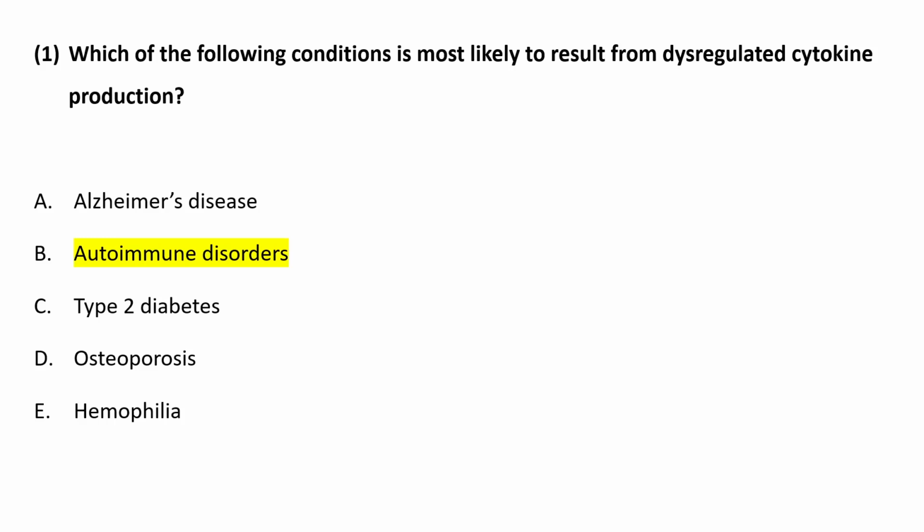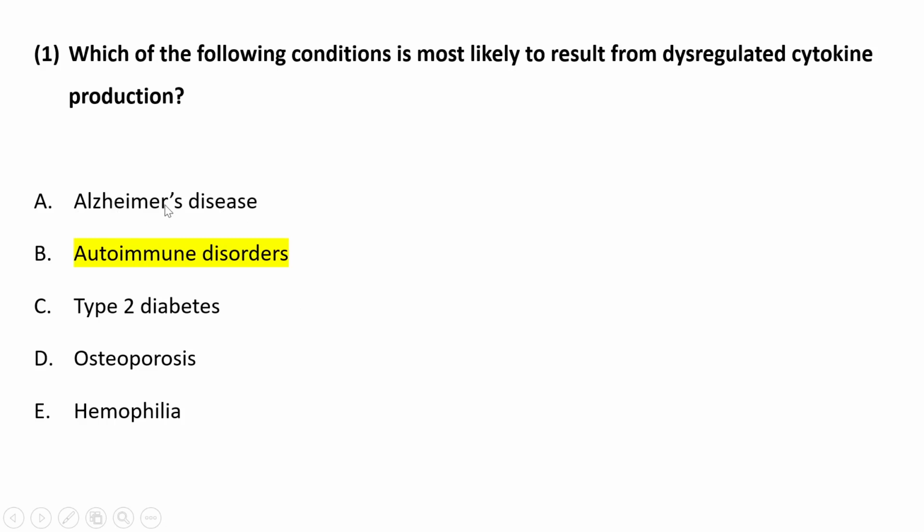No problem, I will explain this. But this is clear to you now that because of the dysregulation of cytokine production, autoimmune disease may occur. But you should also know about the other diseases as well, like what is happening in those diseases.